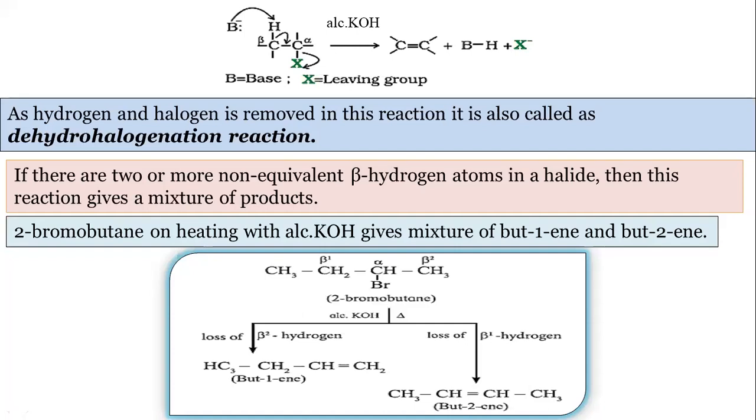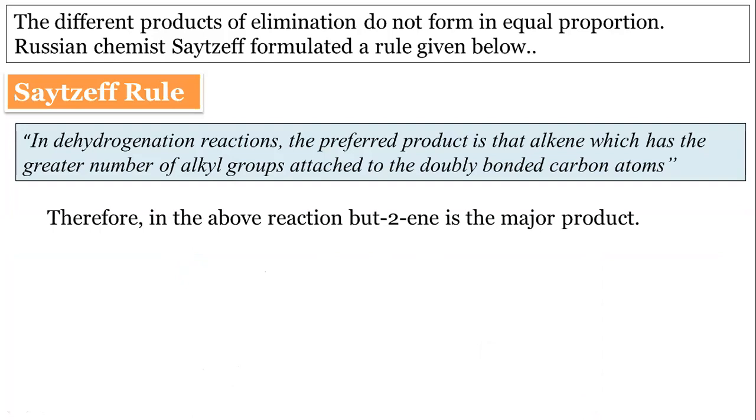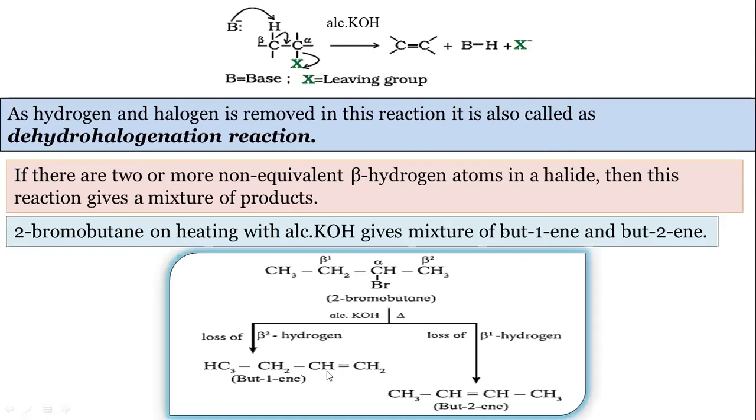To identify which is major and minor, one rule was prepared by the Russian scientist Saytzeff. What is that rule? I will explain. In an elimination reaction, in a dehydrohalogenation reaction, the preferred product is the alkene which has the greater number of alkyl groups attached to the double bonded carbons. See, in this product and in this product, we have to look at the double bonded carbons. Here there is no CH3 group attached. But in the other, one CH3 group is attached to one double bonded carbon and another CH3 group to the other. So but-2-ene is the major product according to Saytzeff's rule.